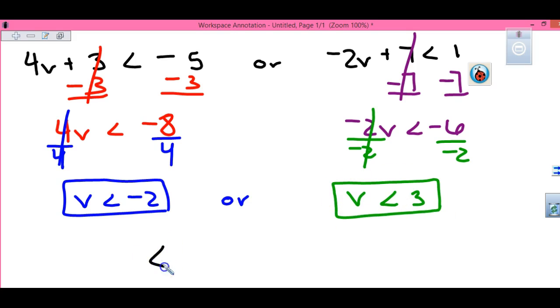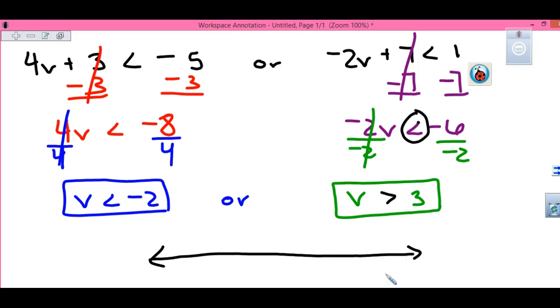So when we graph this, yes, you have to switch this sign because you divided by a negative. I do. Thank you for catching me. Anytime you multiply or divide by a negative, you flip the sign. So negative 2 and 3. b is all the numbers less than negative 2, or b can be all the numbers greater than 3. Any questions?